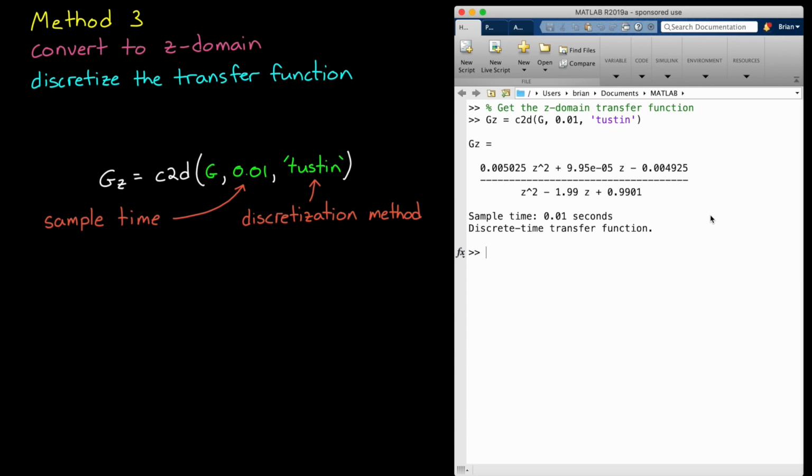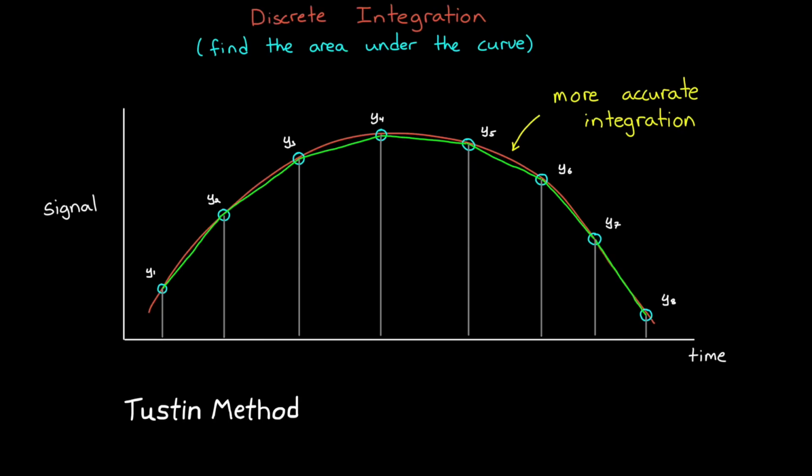But we do have to make sure that we run the resulting difference equation with the sample time that we used to create it. So if we want to change the sample time or the discretization method, we have to create a new Z transfer function. This particular one is the result of a 10 millisecond sample time and the Tustin discretization method. The Tustin method is equivalent to saying that we're using second-order trapezoidal integration. Again, the linked videos below show why this is the case.